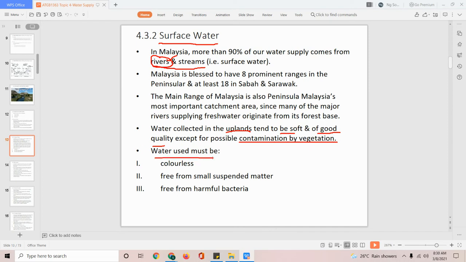Okay, so to ensure the water is of good quality, you want to ensure that it is colorless, free from small particles or matter, and free from harmful bacteria.